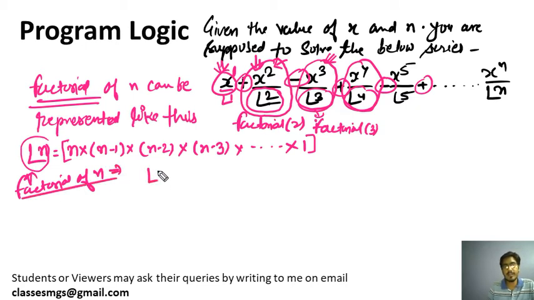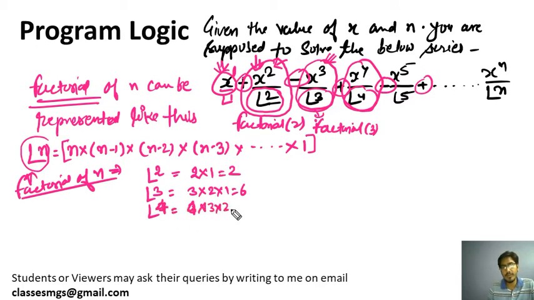So let's suppose, what is the factorial of 2? Factorial of 2 will be 2 into 1, that is 2. Factorial of 3 will be what? 3 into 2 into 1, that will be 6. Factorial of 4 is what? 4 into 3 into 2 into 1, that will be 24.